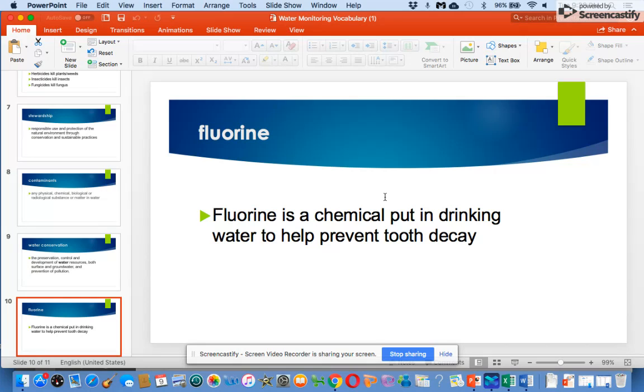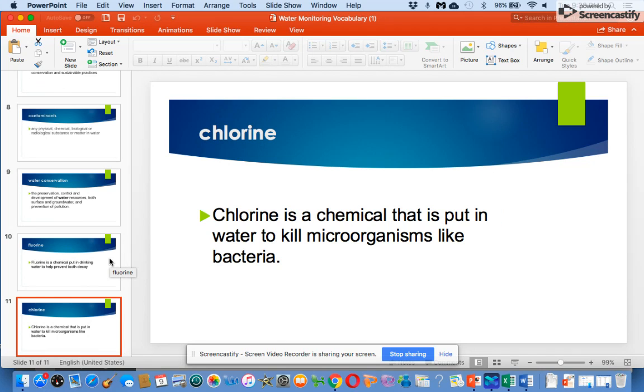Okay, fluorine is an element, and we'll talk about elements when we do chemistry in February, but fluorine is an element, a chemical that you put in drinking water, and it's also called fluoride. It's also in your toothpaste. It helps prevent tooth decay. So next time you're looking at your toothpaste, look at it. It'll have fluoride.